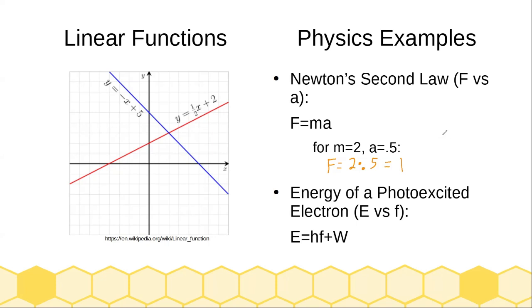But if instead acceleration was equal to 4, we would say f equals 2 times 4, and that would give us 8. This function tells us how these two variables relate to each other, but we can change the variables and it will tell us how changing one variable changes the other.